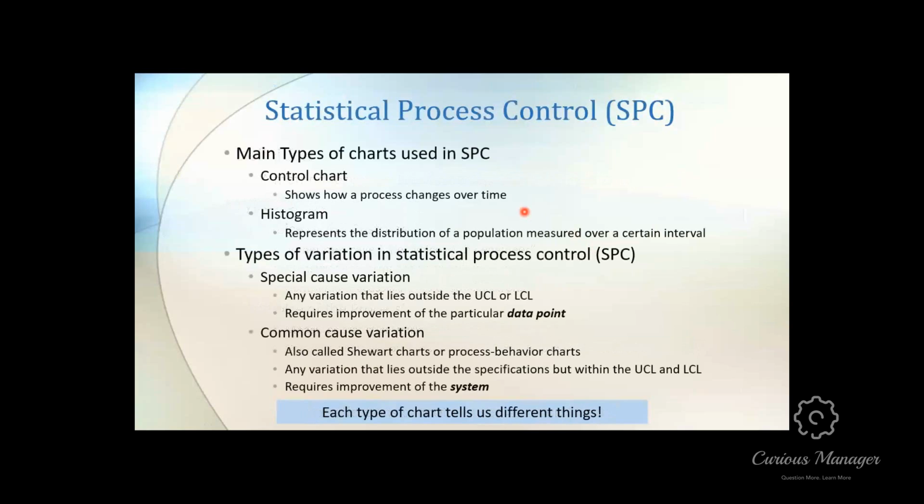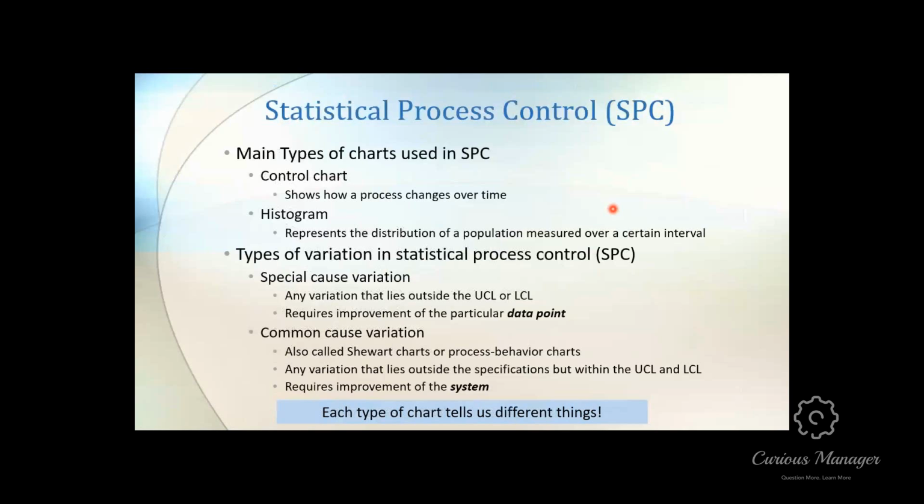Now, the main types of charts used in statistical process control are the control chart and a histogram. There are many other types. There's box plots, scatter plots, regression plots, ANOVAs, cause and effect diagrams. But as far as measuring the performance of a process, these are the 2 main ones that we use.